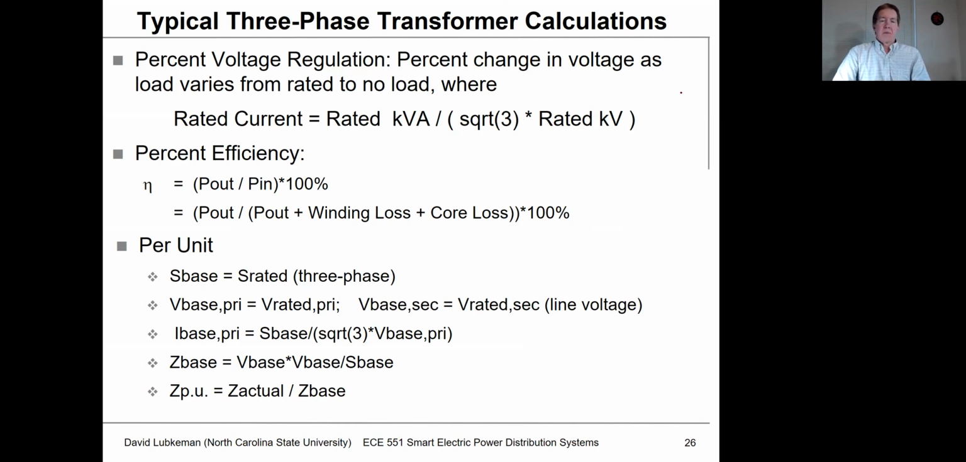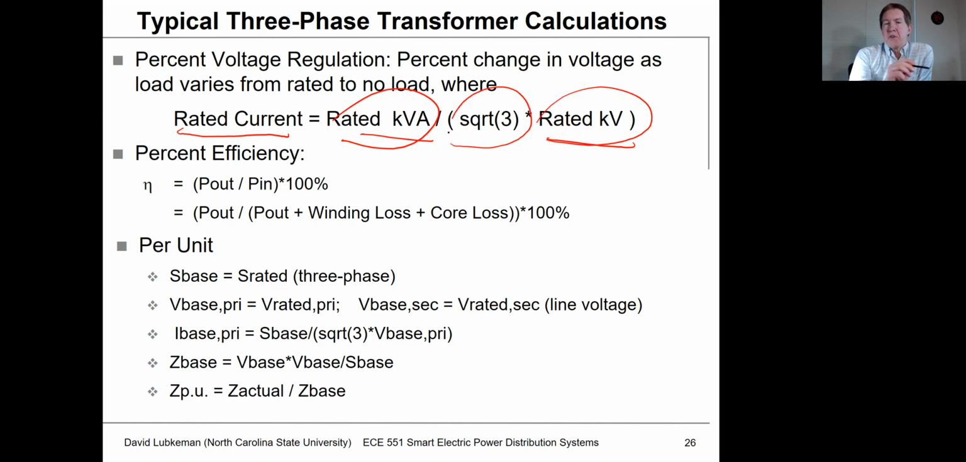They're going to be similar, but the big thing you need to watch out for is that when you have rated kVA and you have rated kV, because we're talking about three-phase transformers, and this rated kVA is a three-phase value, this rated kV is a line value, that when you're getting current, you have to use a factor of a square root of 3.